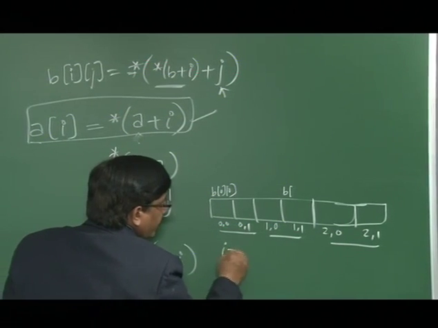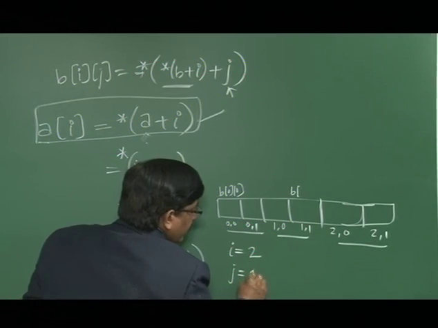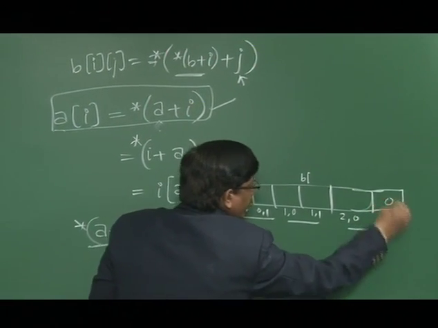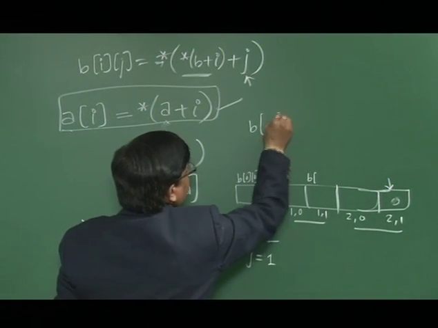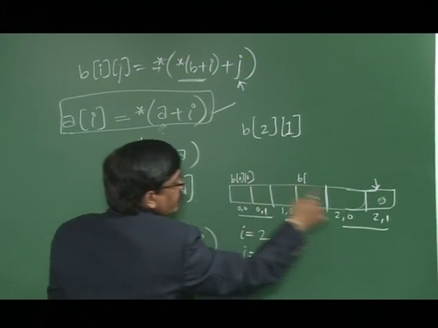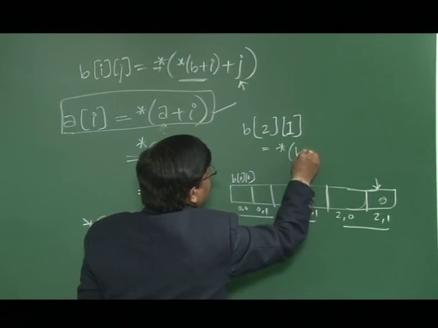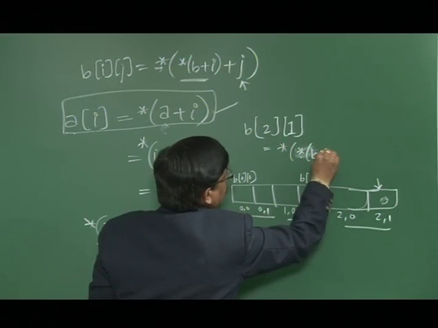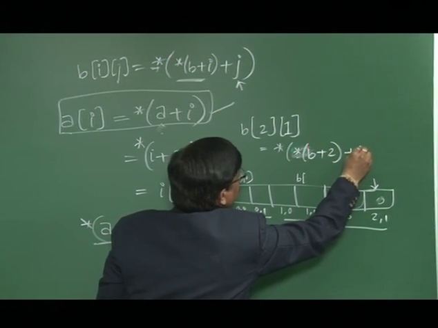Now say for example I want to access the second row, first column element. Then how exactly will I be accessing it? Normally we write B of 2 1, which takes us to this particular location. Here what we do is star of B plus 2 plus 1, where the i value is 2 and the j value is 1.